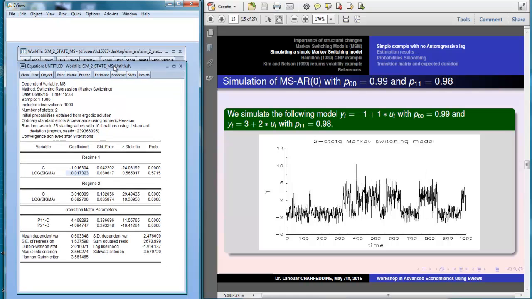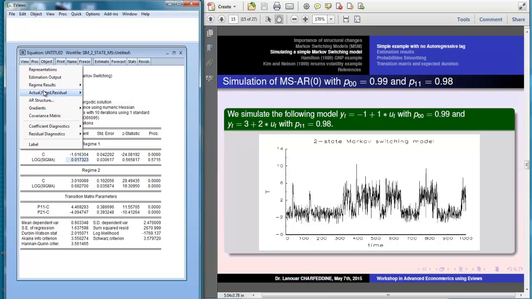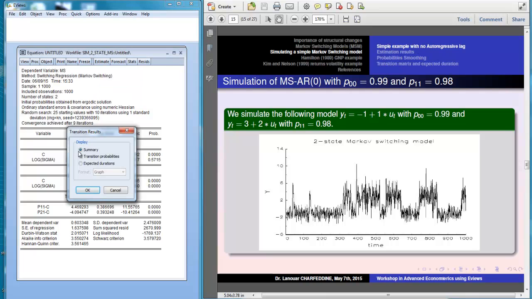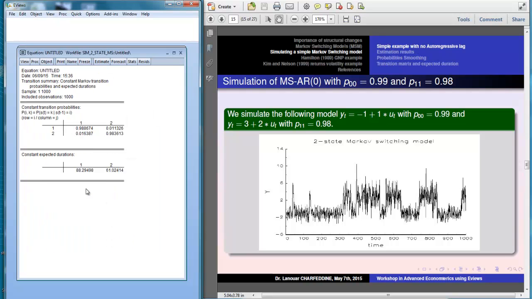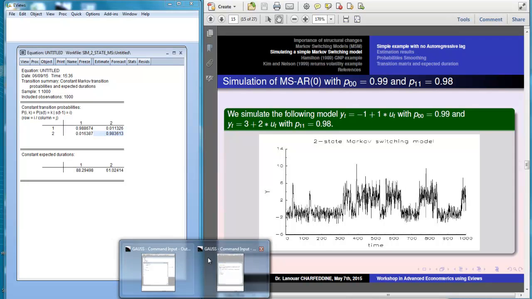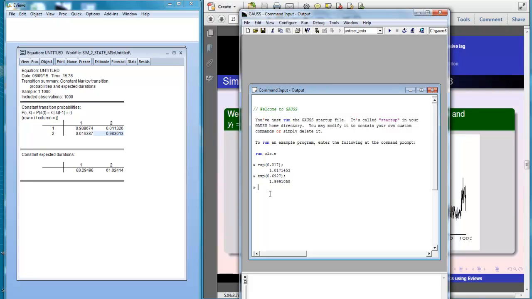Also, if you want to see the estimated probability matrix, we can go to view. After estimating the model, you go to view, regime results, you go to transitions, and here you select summarize, and here you have the estimated probability. It is about 0.988, okay, it is 0.99. And here 0.98, for the second 0.98. It's approximately equal. Also we have the expected duration, which is equal to 88.29 and 61.02. We can verify this result using the rule that I have presented to you.